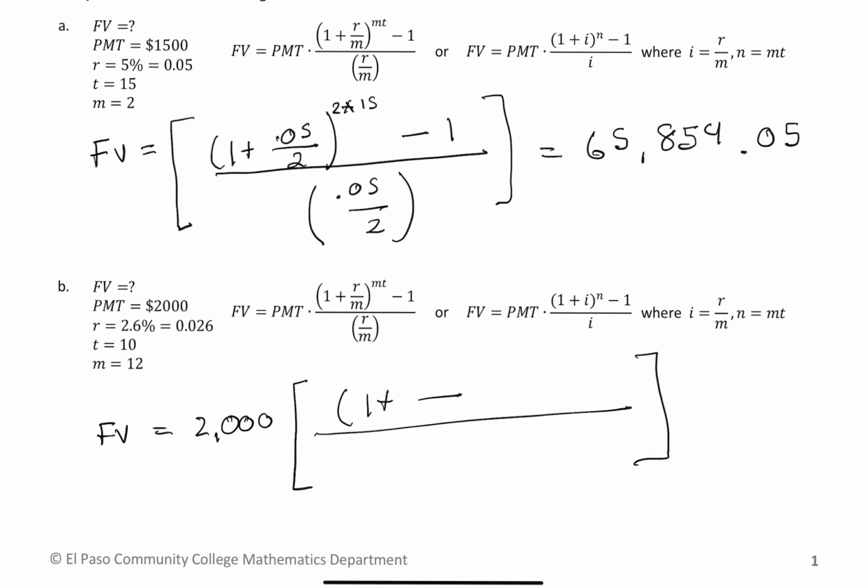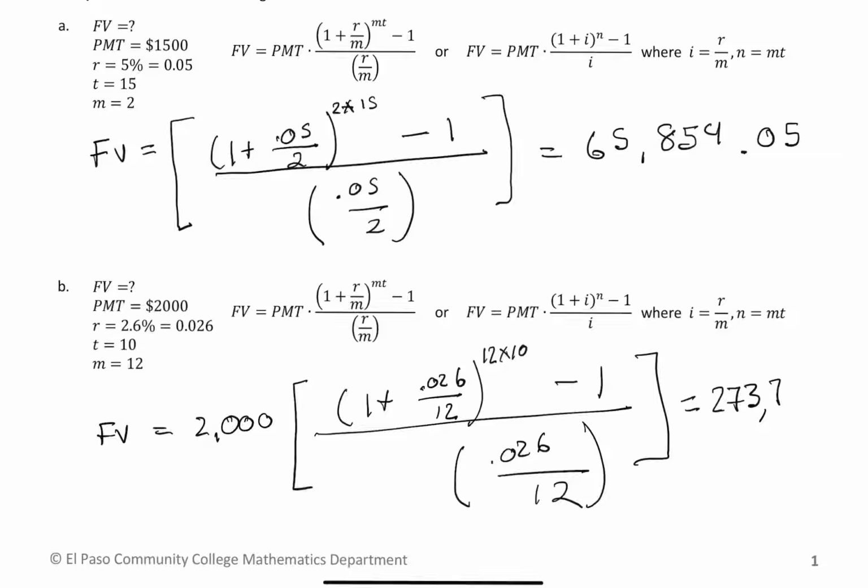1 plus my rate, which is 0.026, my compound, which is 12. All of this raised to the 12 times 10, minus 1, divided by 0.026 divided by 12, close parentheses. So let's go ahead and put this in the calculator. As you can see, we double check our work, and this is going to give us 273,752.64.